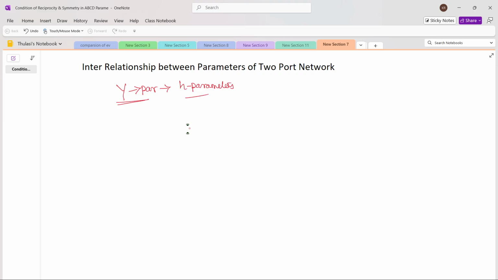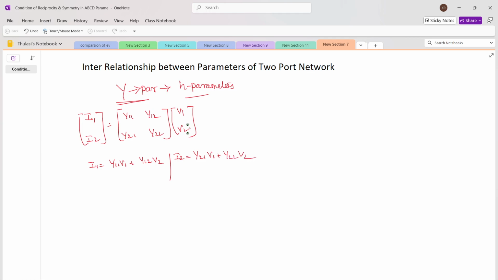So the basic equations of Y parameters: we have I1, I2 is equal to the matrix y11, y12, y21, y22 in terms of v1 as well as v2. From here I can write I1 is equal to y11 v1 plus y12 v2, the first equation. The second equation is I2 is equal to y21 v1 plus y22 v2.